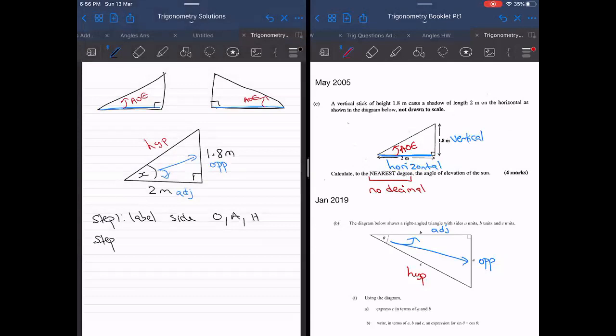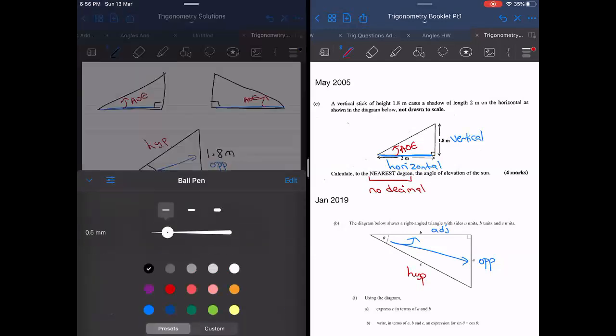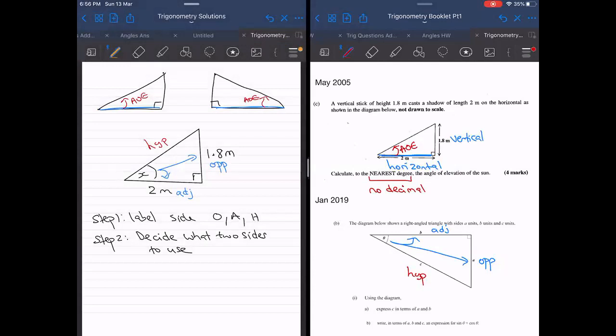Then step 2, decide what 2 sides to use. Does it make sense I use the hypotenuse because I don't know it? So I'm going to use the adjacent and the opposite.